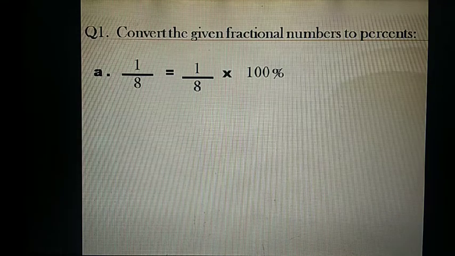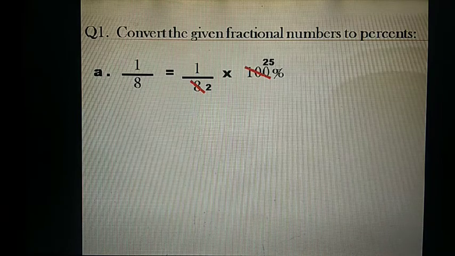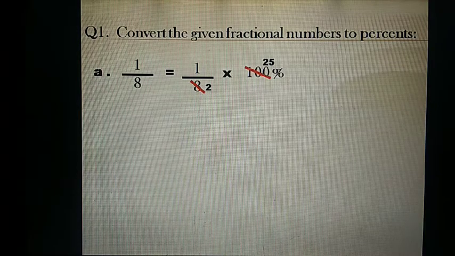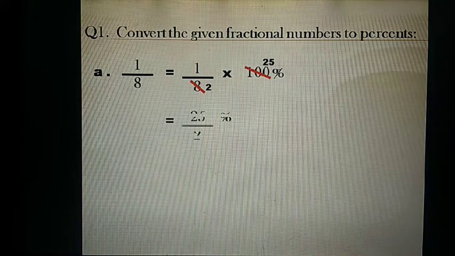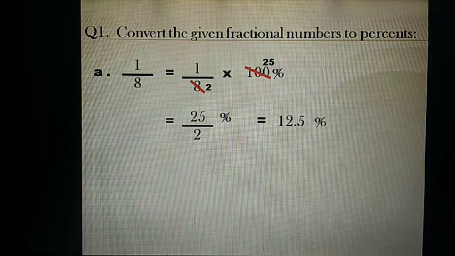Check for the cancellation. The common factor is 4 here. 4 twos are 4, 25 fours are 100. Here 25 has 1 as the denominator. Multiplying numerator to numerator, denominator to denominator, you will get the answer as 25 upon 2%, which you can further divide and write the answer in decimal as 12.5%.